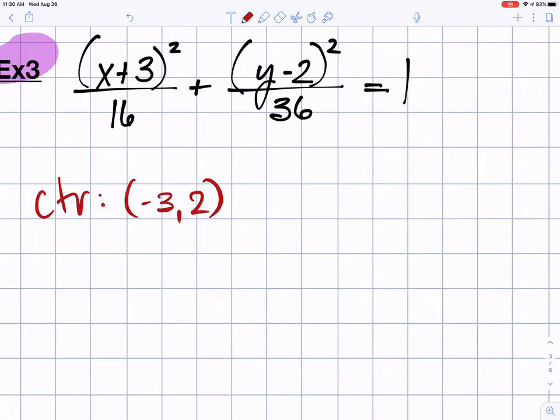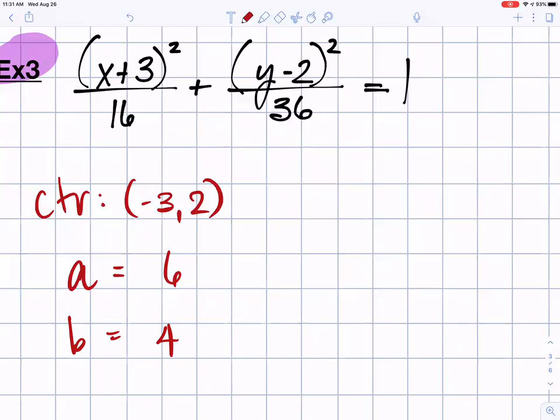What's your A value? Why is it 6? 36 is A squared. Remember, the larger denominator is your A squared. So your A value is 6. What's your B value? 4. Is it a Larry or a pickle? It's another Larry.